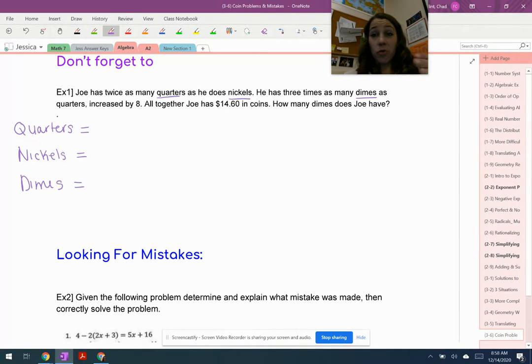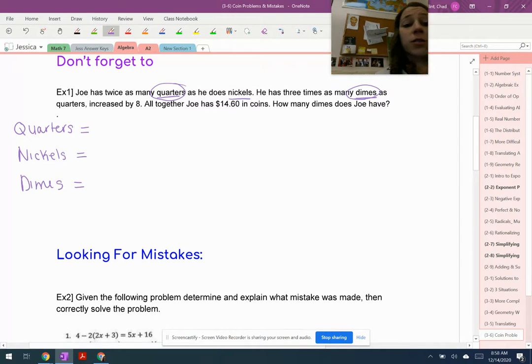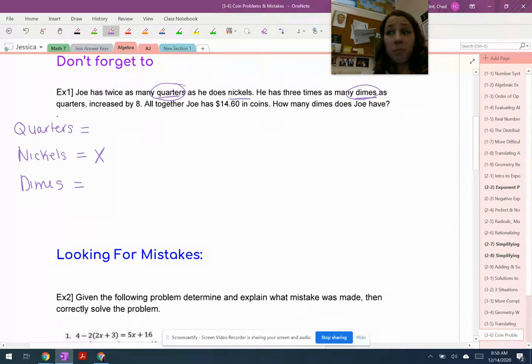So thinking back to those translating tips, we're looking for the one that has the least amount of information. Who is the one that keeps getting compared? Joe has twice as many quarters as he does nickels. So that's comparing the quarters to the nickels. This sentence is about the quarters. He has 3 times as many dimes as quarters. So this sentence is about the dimes compared to the quarters. What we don't have is a sentence about the nickels. So that leads me to believe that nickels is my plain old x.